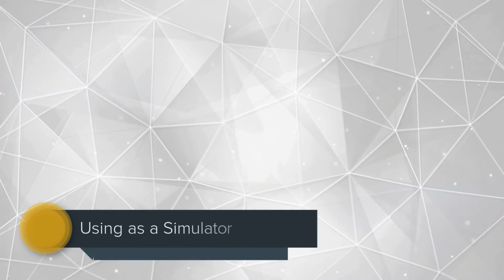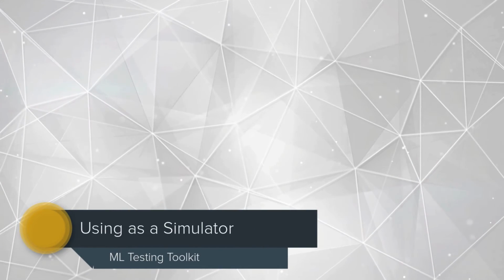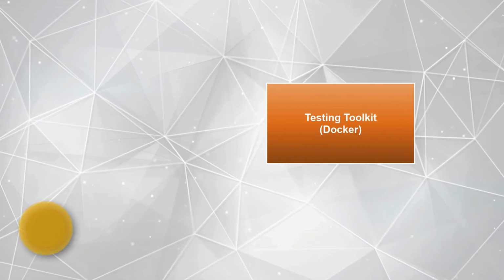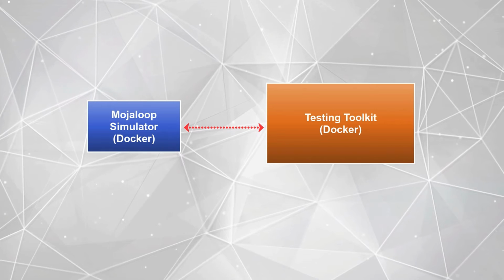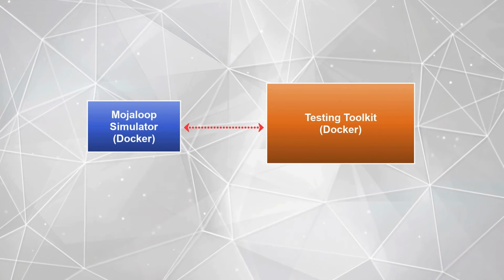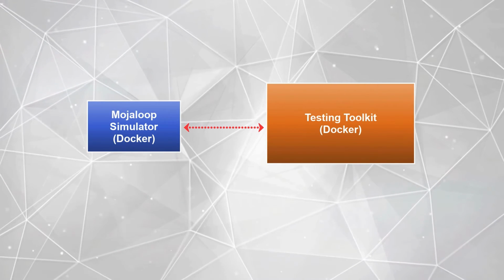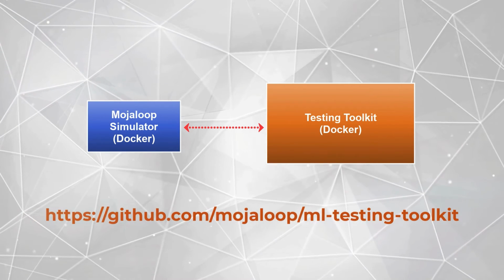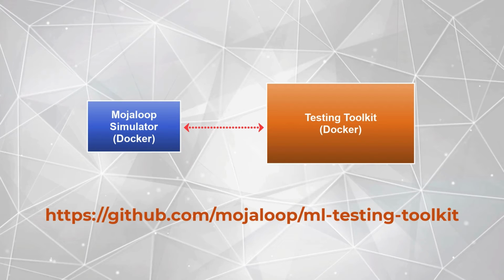Let's see how to use testing toolkit as a simulator. Now I am going to run the testing toolkit with Docker, and on the other side, as a DFSP implementation, I am going to use Mojoloop simulator. The Docker Compose file for the Mojoloop simulator is also provided in the testing toolkit source repository.